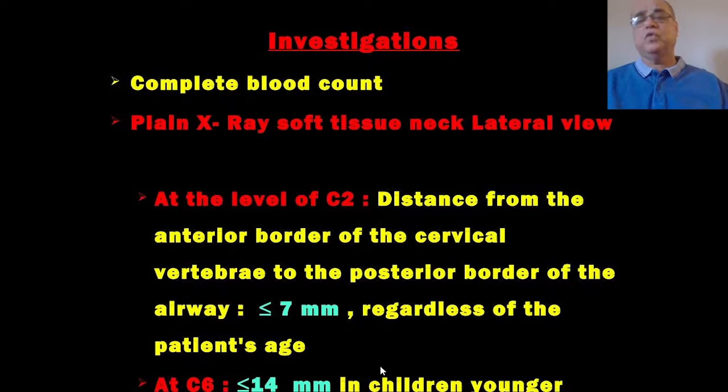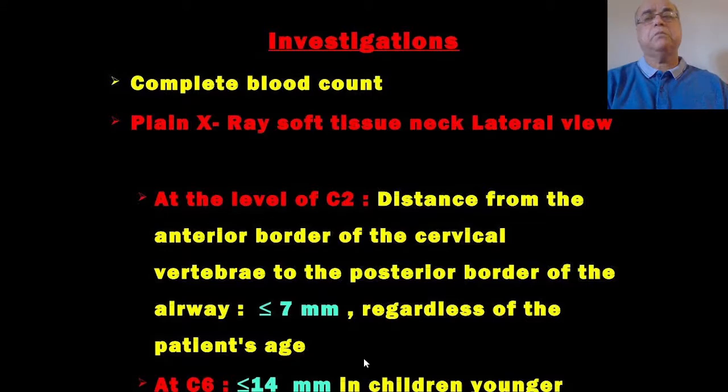So of course we will go for investigations. CBC will show us leukocytosis in case of acute infections, with polymorphonuclear cytosis. Now plain X-ray soft tissue neck lateral view is one of the important radiological investigations in case of suspected retropharyngeal abscess.